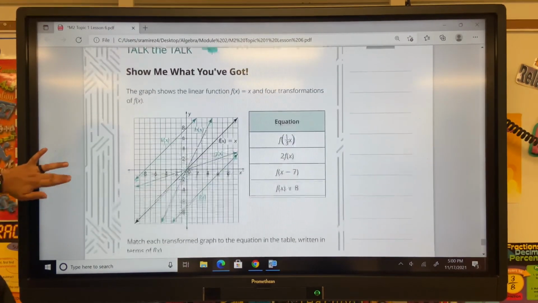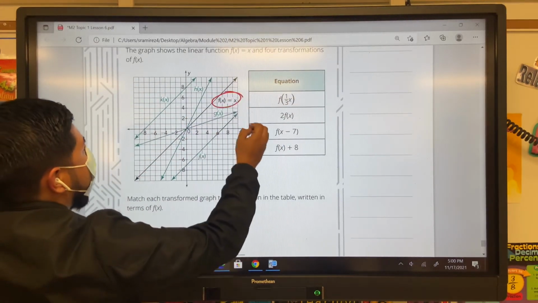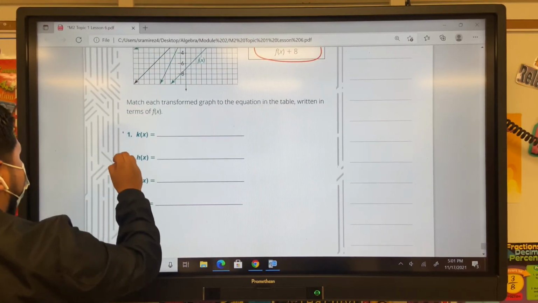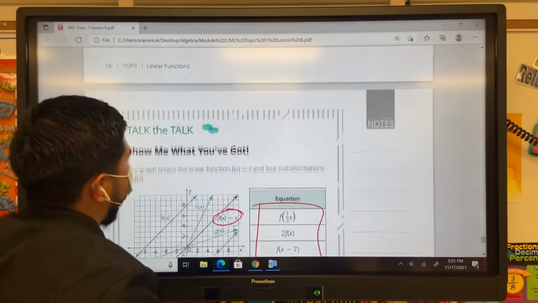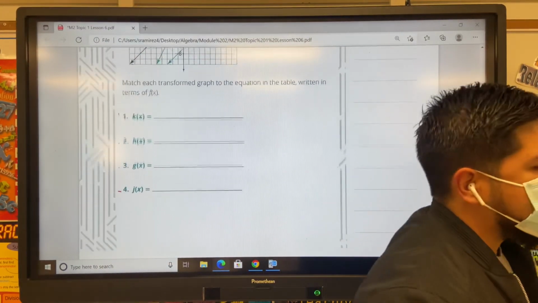On the talk to talk, all you gotta do is graph this function f of x, then match the according functions to the correct names. Most definitely, okay? If you all need any other assistance, most definitely ask your teachers.